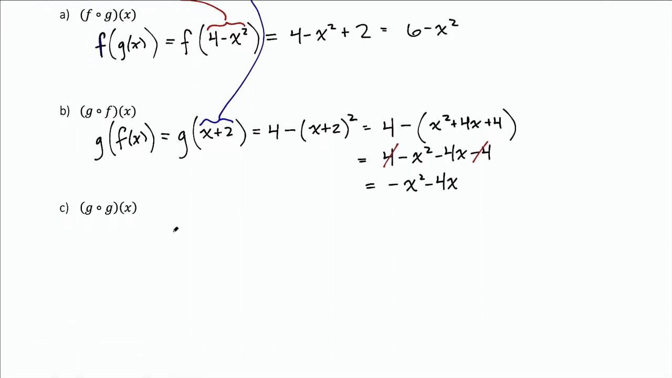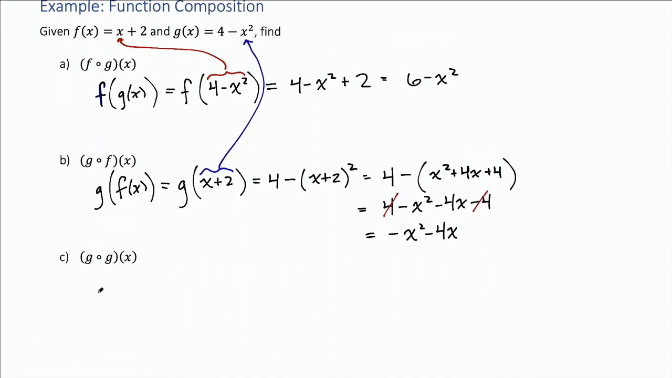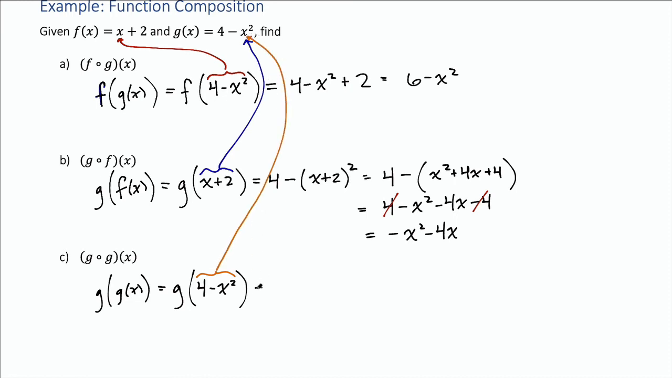Okay, and then we want g composed with g of x. So that is g of g of x. Okay, this is going to be kind of fun to do. So the inside, we have g of x is 4 minus x squared. Now this input there, that is the input for g. That's going to go into that x right there. So we have 4 minus that thing, 4 minus x squared, squared.